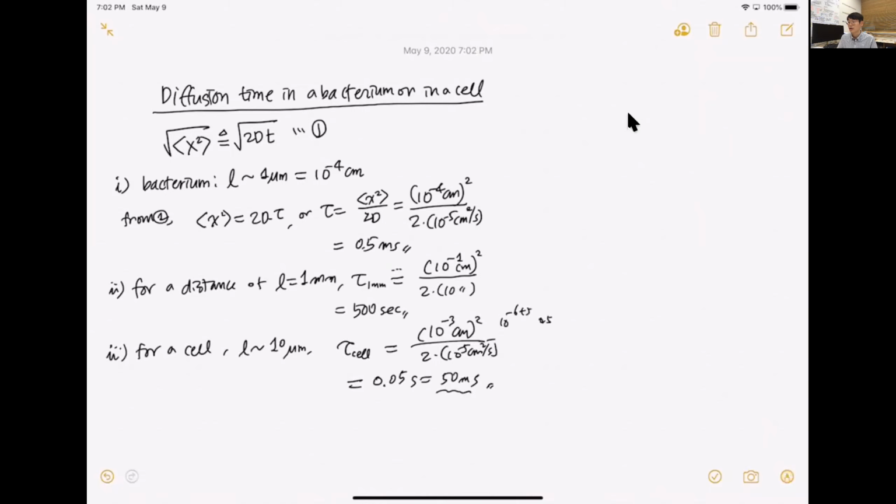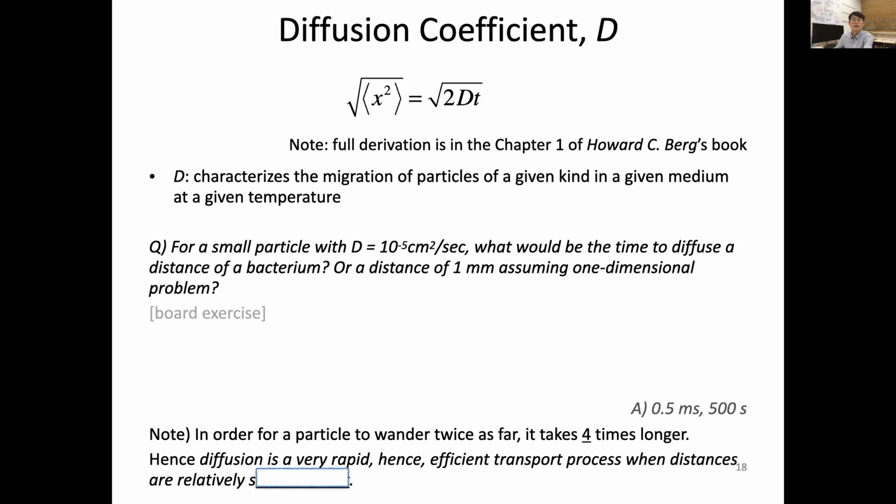That's pretty short. Now we understand that at the small scale of 1 micron bacteria size and 10 micrometer cell size, diffusion is effective enough, because it takes only about half a millisecond to tens of milliseconds to move around. So now we know the answer for a small particle to diffuse a distance of a bacterium or a cell. This takes about 0.5 milliseconds, very effective.